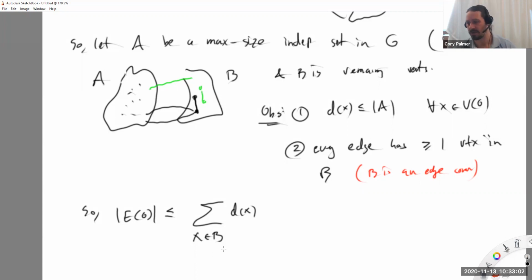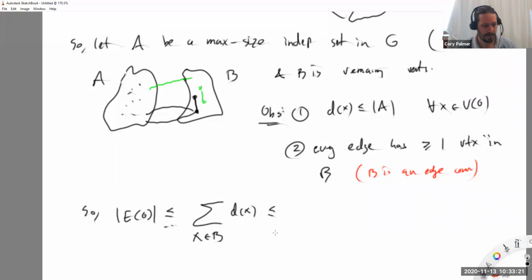Some vertices are getting overcounted multiple times. Some are getting counted once. Although in principle, B might be independent as well, and then every edge is counted exactly once. But the point is, this is simply an upper bound, right? Every edge is counted at least once, maybe twice. But that's fine. It gives an upper bound on the number of edges.